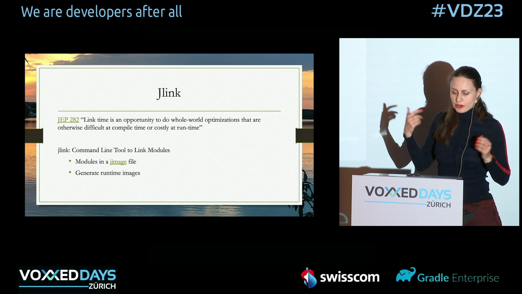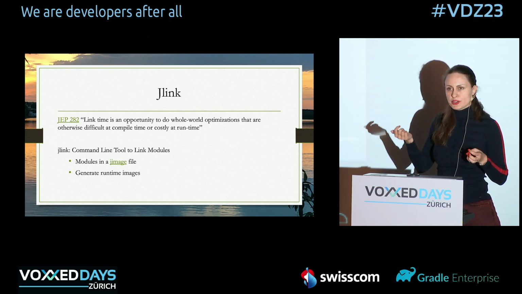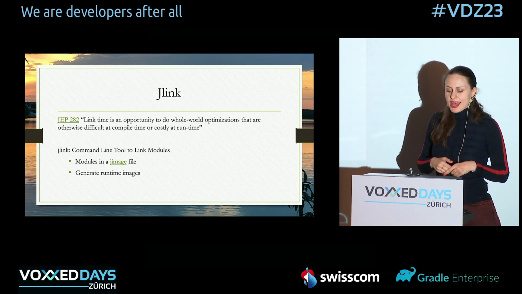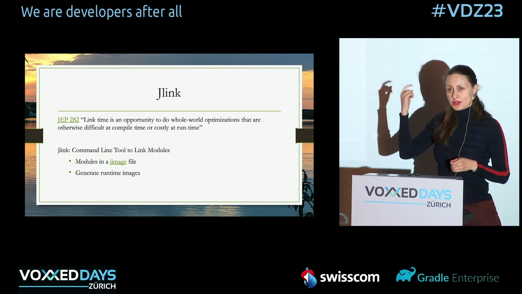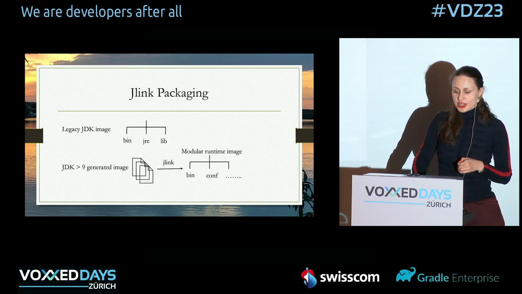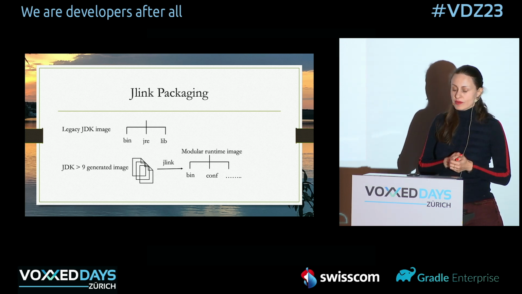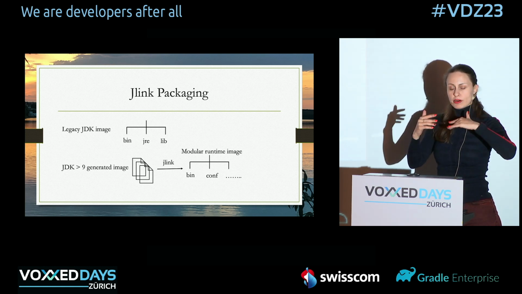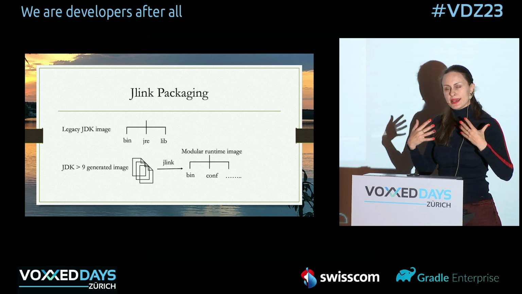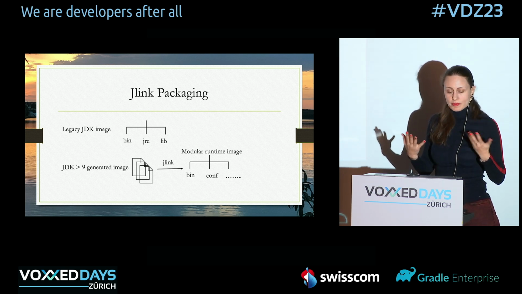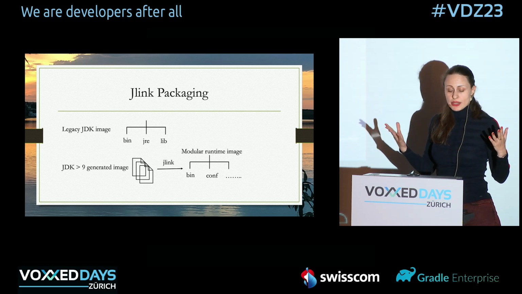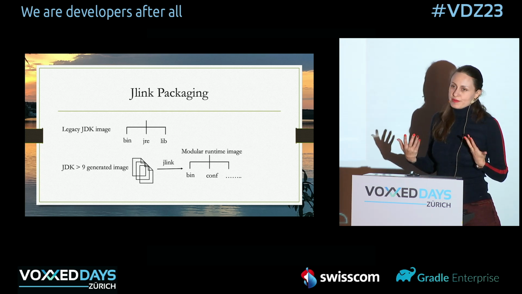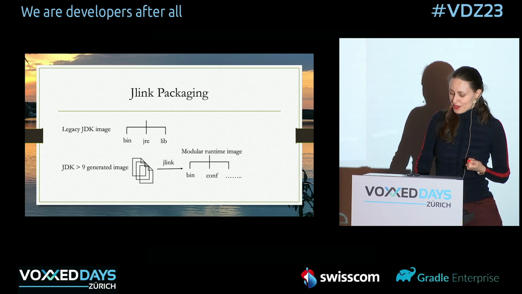This is a command line tool to link all the modules, and you can have the modules from a JImage file. I'm going to share the slides with you, and on the link, you can find out what a JImage is. And you can generate runtime images with it. So jlink is there to help you package your application. Now, if you look at the slide, in the legacy JDK image, you used to have the bin, the JRE, and the lib. Starting with JDK 9 and higher, you have the jlink tool that can help you make a modular runtime image, with a bin, a conf, and everything that you need. It is great that you can control that and do it by yourself.